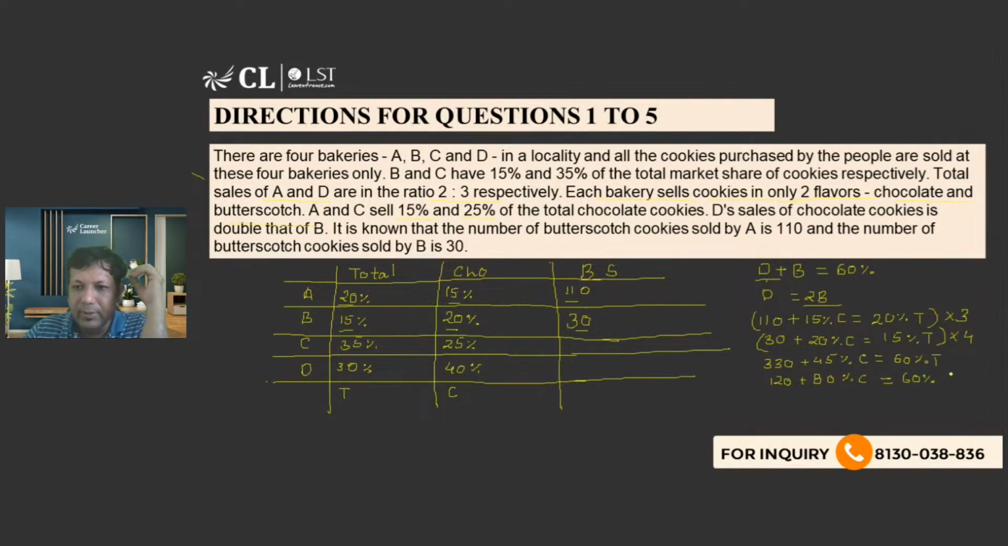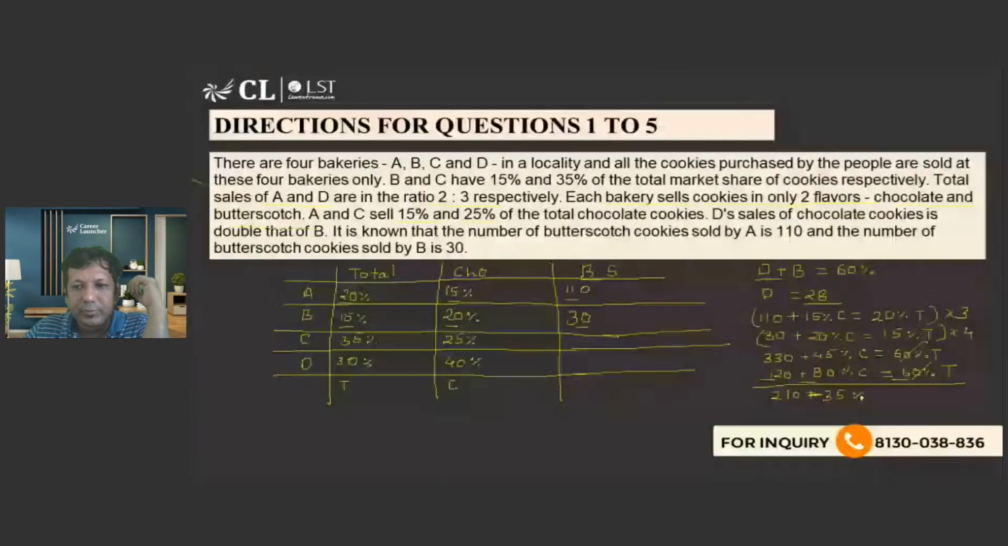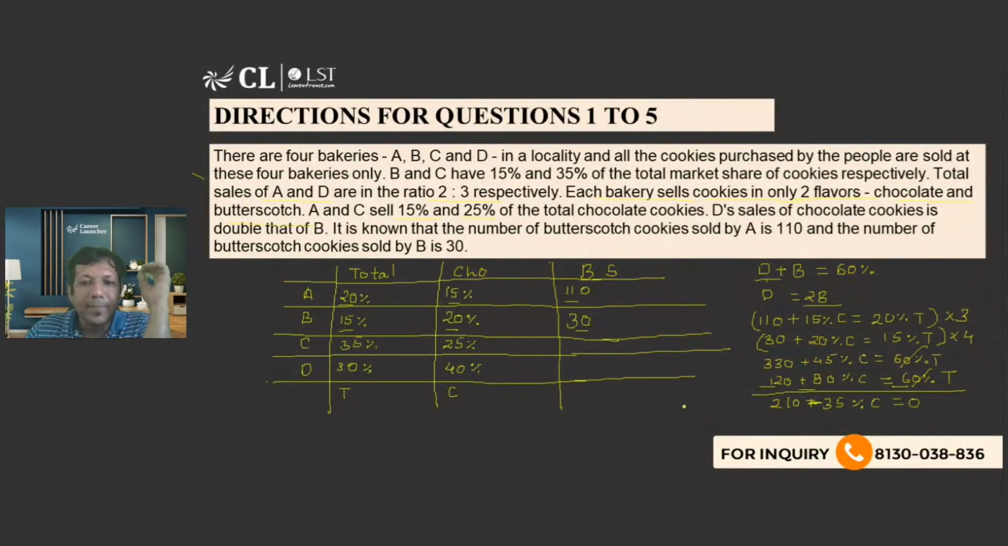Now I'm going to subtract. Once I subtract, this cancels out. I am going to get 210 minus 35% of C is equal to 0. Now this tells us 35% of C is equal to 210. So C comes out to be 600.